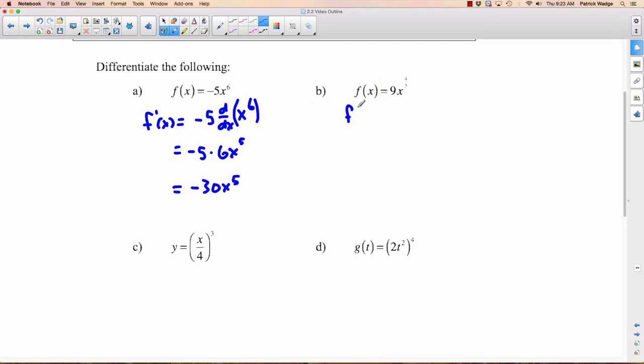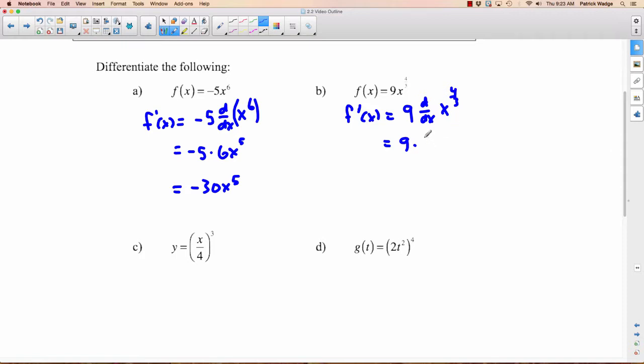I'll do one more the long way. So f prime of x, oh, I see that we have a constant here. I move the constant out front. Then I take the derivative of the function that's left. Okay, so I have my 9. Now I take the derivative. I can use the power rule. How do I do that?